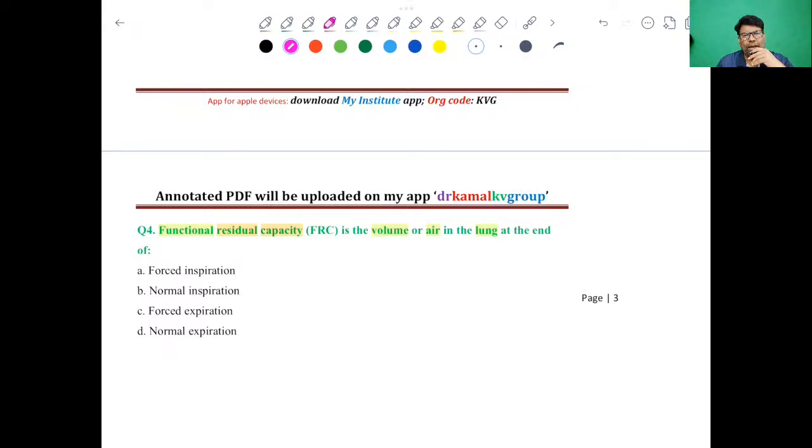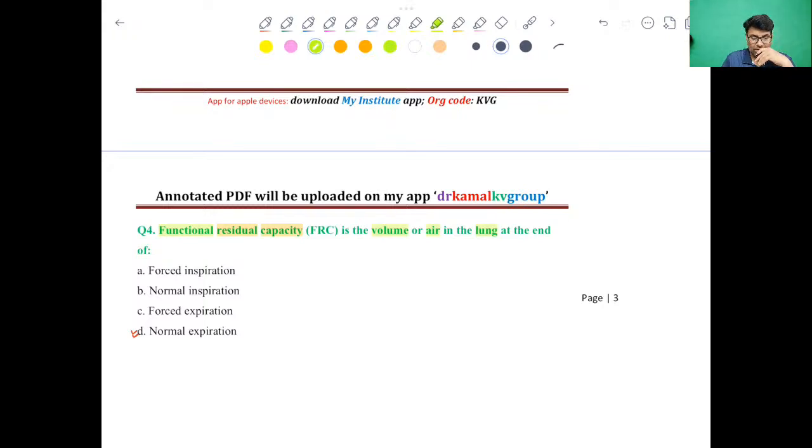If we just define the functional residual capacity, what is it? It is obviously the amount of air which is remaining in the lungs at the end of normal expiration. So under resting conditions, we are inhaling or exhaling normally. Whatever amount of air remains in the lungs after normal or resting expiration is functional residual capacity.